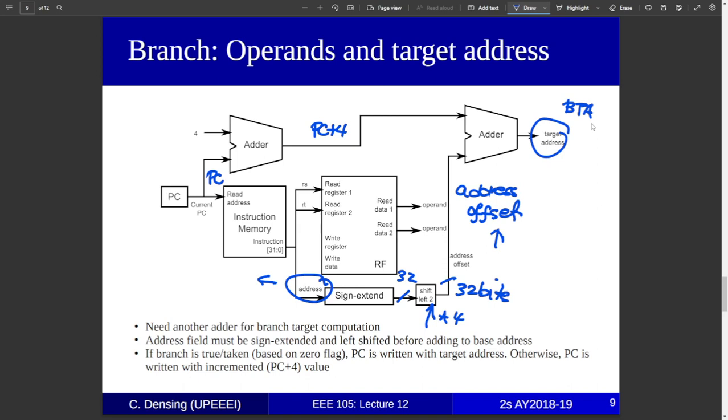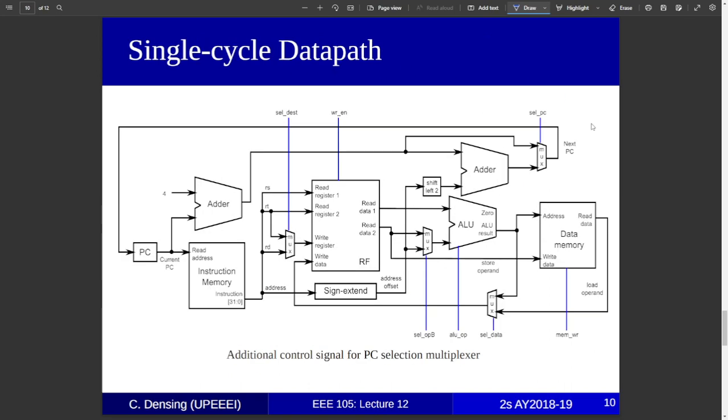And what do we do with the target address? Well, it depends on the RS and RT that we have. So let's see how we connect that. So here, what is new here? Well, we still have the shift left, and we have the sign extend. We use the same sign extend on both the load word and store word address and the branch address. But the difference with branch is we shift left by 2.